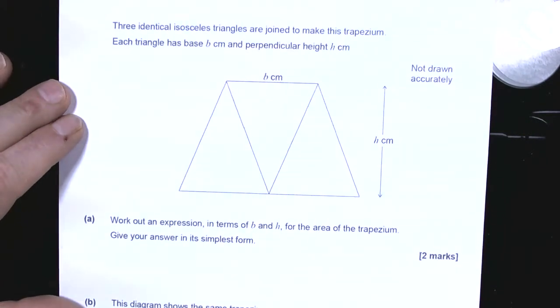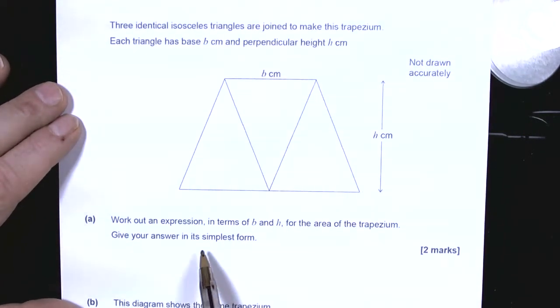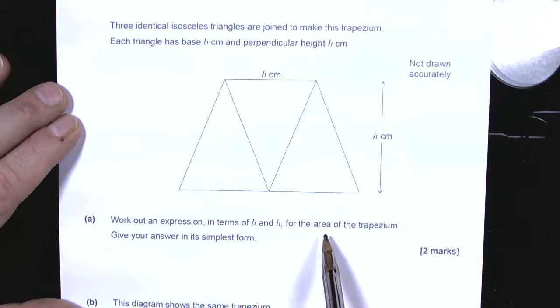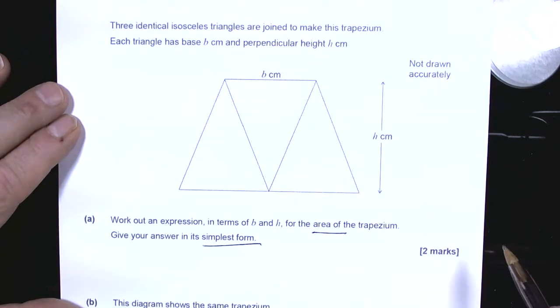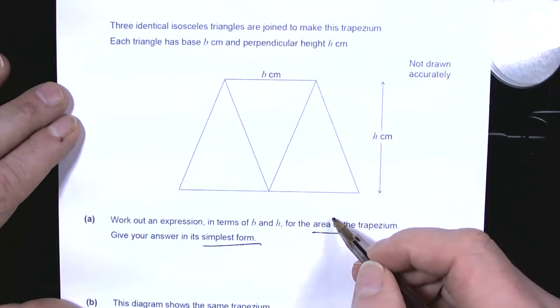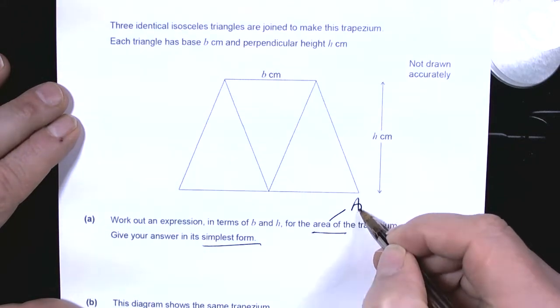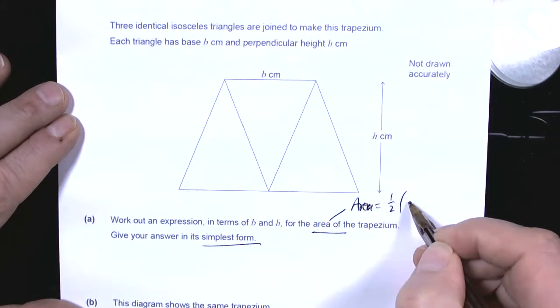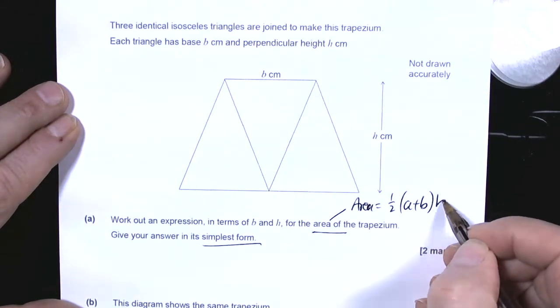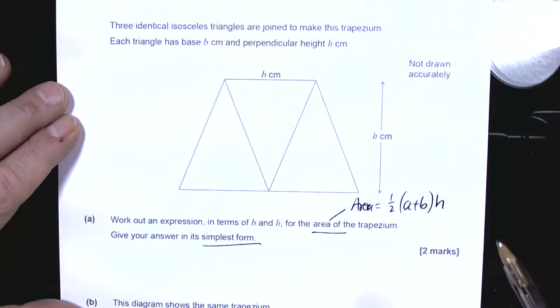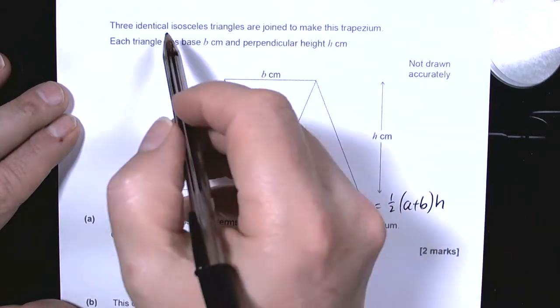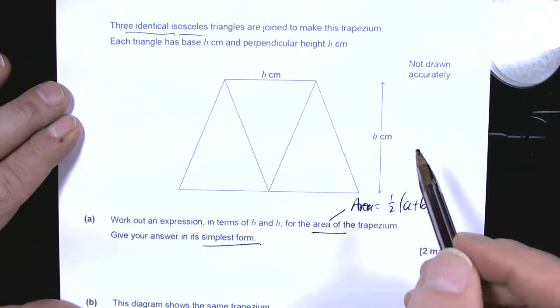Okay, so this first one talks about an expression. And an expression, remember, is just a series of terms with no equal sign. So we've got to look at this and ask what does it want? It wants the area of the trapezium, and we've got to give the answer in the simplest form. So when it talks about area, we should be thinking of the trapezium formula: area equals a half, sum of the parallel sides, times the height between, or the distance between, the two parallel sides. The question talks about three identical isosceles triangles.